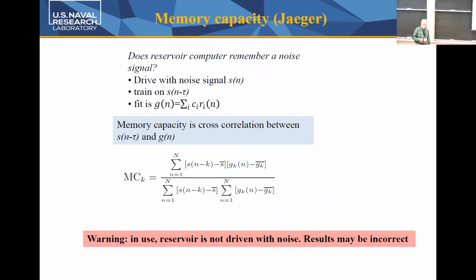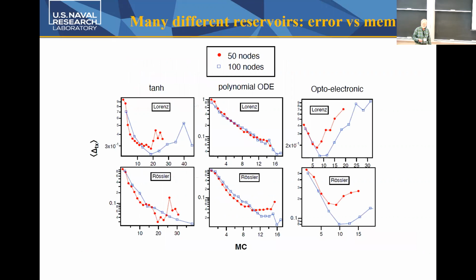I should also mention memory capacity because that seems to also be important to people. This is a standard definition from Jaeger. There are some things I don't like about it, but it's what everybody uses. They want to know if a reservoir computer remembers a noise signal. So we drive with a noise signal and train by postdicting the noise signal, looking at the noise signal at earlier times to see how well we remember it. The metric is a correlation between the output and the noise signal previously. What I don't like is that in use the reservoir is not actually driven with noise. So this can produce some weird, spurious results.